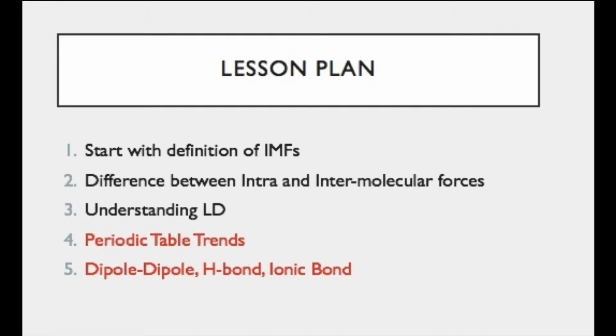So let's dive right into the lesson plan for today's video. First up on the list, we're going to be going over periodic table trends. We're just going to do a quick review to make sure that we understand our concepts on valence electrons and other topics like that. Then we're going to dive right into dipole-dipole interaction, hydrogen bonding, and ionic bonding. So let's start off with the periodic trends.